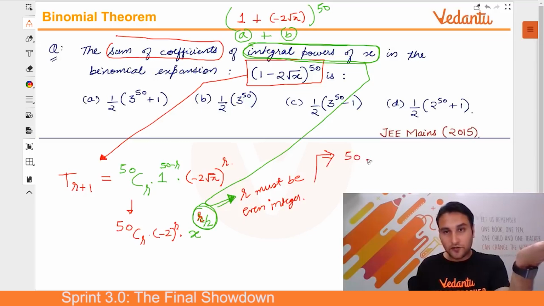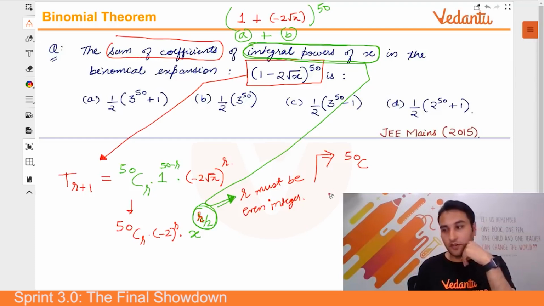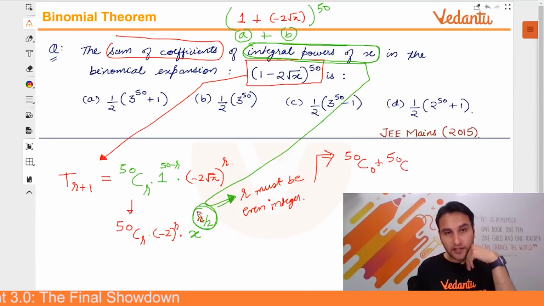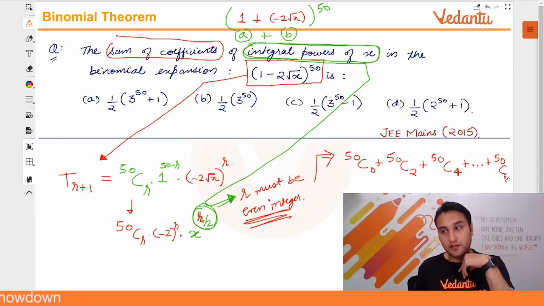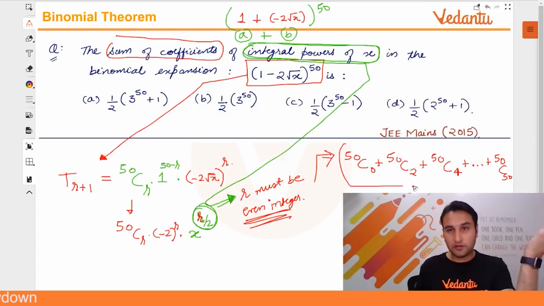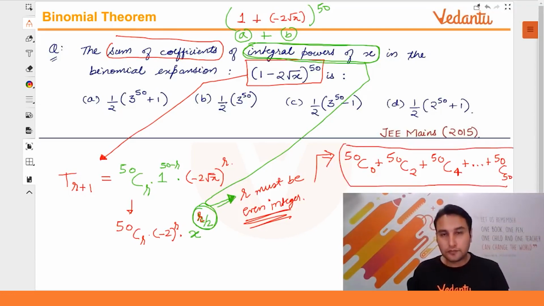कितना होगा? 50C, starting with what? 50C0 plus 50Cr, next r will be what? Even integer, that is 2, plus 50C4 and so on till 50C50. That is what you want? That is your question? Yes or no? 50C0 plus 50C2 plus 50C4 से लेके 50C50.